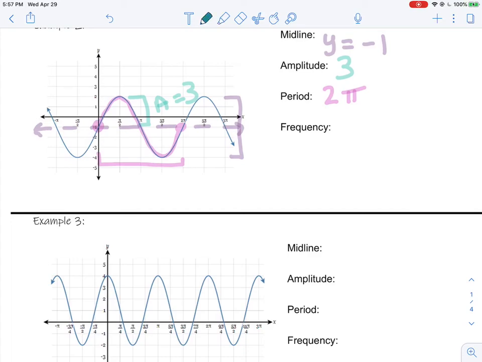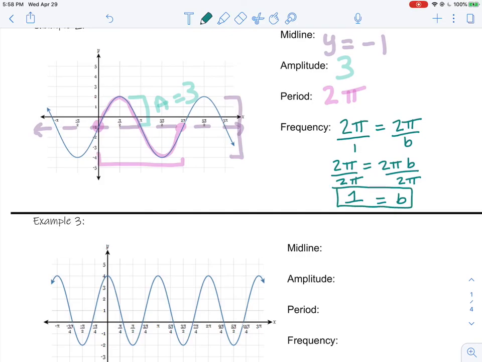Lastly, my frequency. Take that period, which in this question is 2 pi, and set it equal to 2 pi over b. I'm now going to cross multiply, so put that over 1. 2 pi equals 2 pi b, and I want to get b by itself, so I'm going to divide. 2 pi divided by 2 pi, or anything divided by itself, gives you 1. So my b value, or my frequency in this question, is 1.